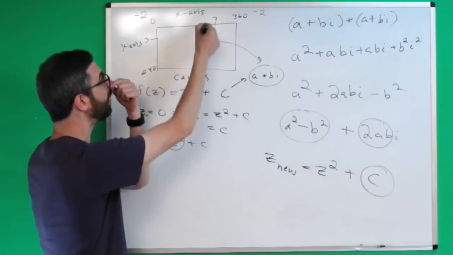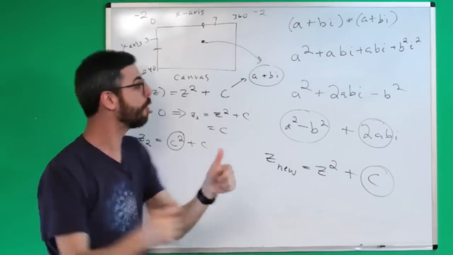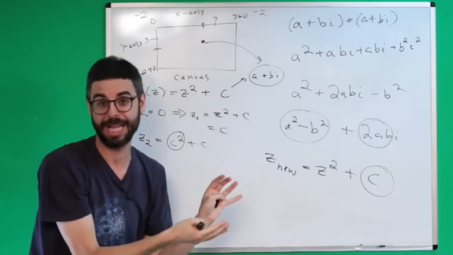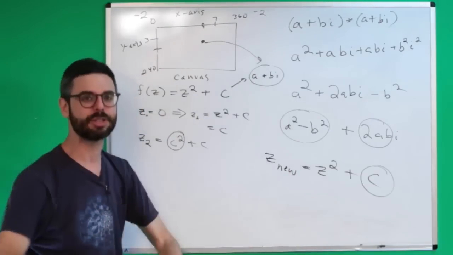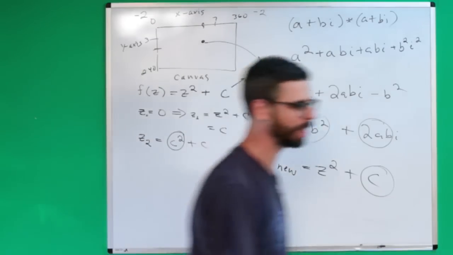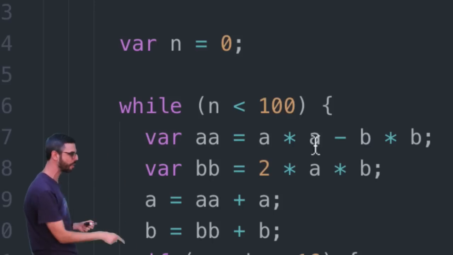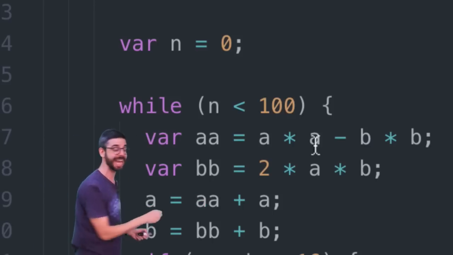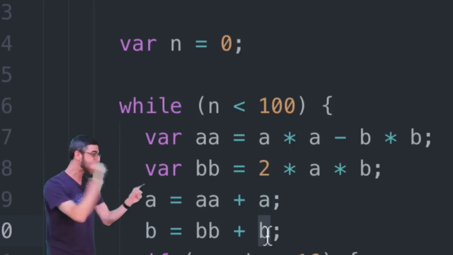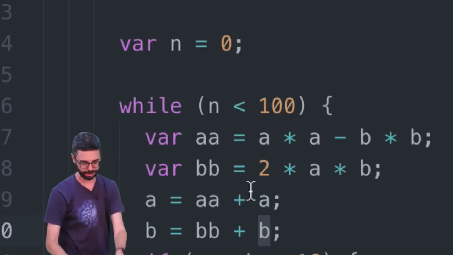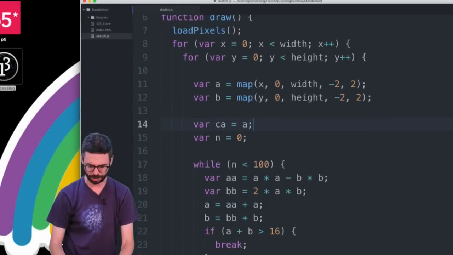But C is always the core original real and imaginary component of where we are in this complex plane. So even though I want the new A and B that's going to get squared over and over to get updated, this that's getting added to it, C, is really what's standing in for C right here. This has to be those original values. So I'm going to say CA equals A.